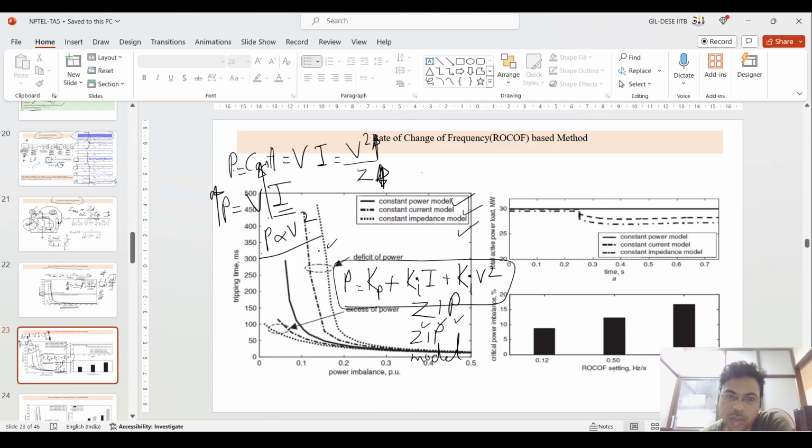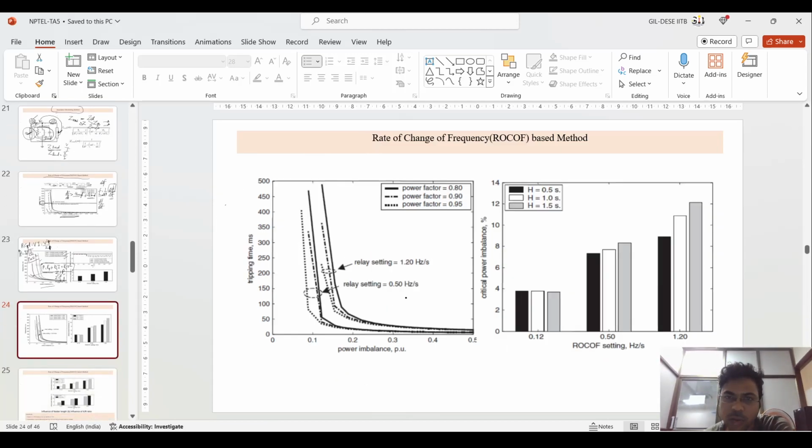And this figure is also showing that you have different power levels, constant different loads, then this ROCOV, this tripping time, and the power imbalance is also changing. Coming to this next part, based upon the power factor, the difference between the tan inverse Q by P, or you can also say the delta phi between the voltage and current, this ROCOV will change.